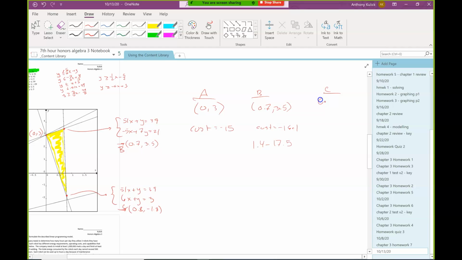And then the last one, we have 0.8 comma negative 1.8. So the cost there, what do we have? We have 1.6 minus a negative 9. So that's going to be 10.6. So our winner then, since it's a minimization problem, is point B. Do you guys feel okay on that?